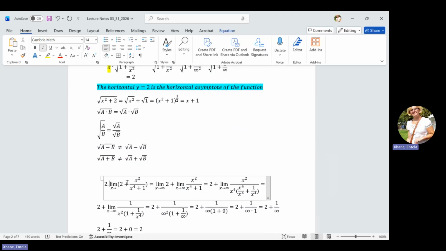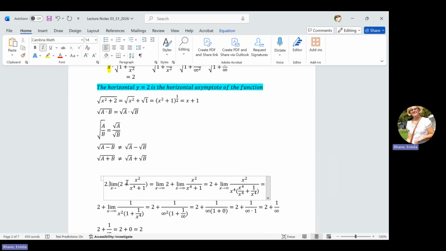Now we have to focus on the second one. So the limit as x goes to infinity of x squared over x to the fourth plus 1. Again, we start with the process of factoring out. Always we factor out the powers, the variable x with the highest exponent. At the top, I won't be able to do anything. But at the bottom, I have to factor out x to the fourth, which is x with the highest exponent.